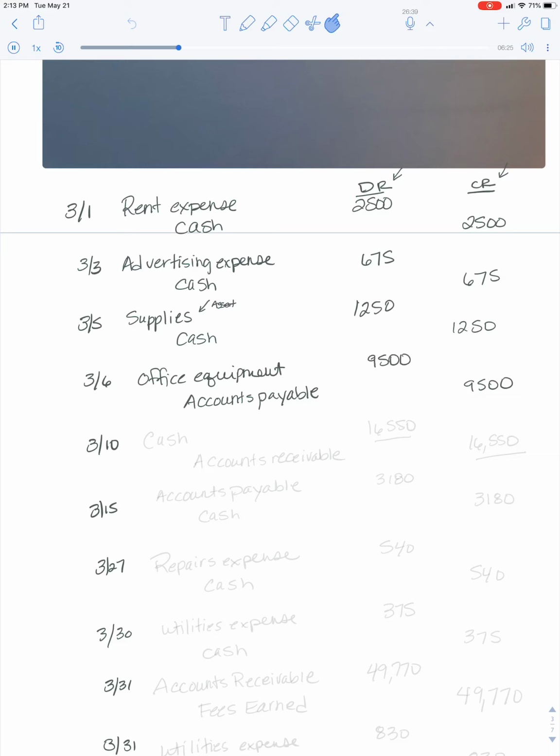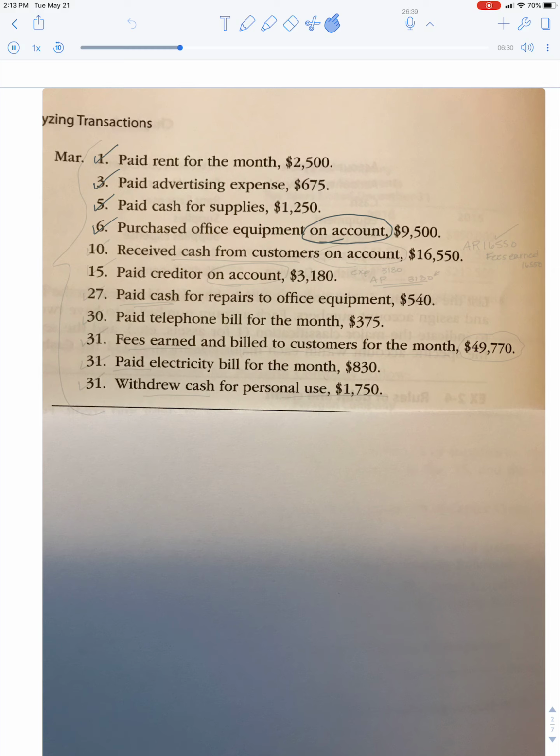Okay, March 10th. We received cash from customers on account. So on account means that when we originally billed the customer, we would have increased our accounts receivable. And it probably would have looked something like this. Accounts receivable is our debit, and maybe fees earned or professional fees or some kind of revenue account would be our credit.